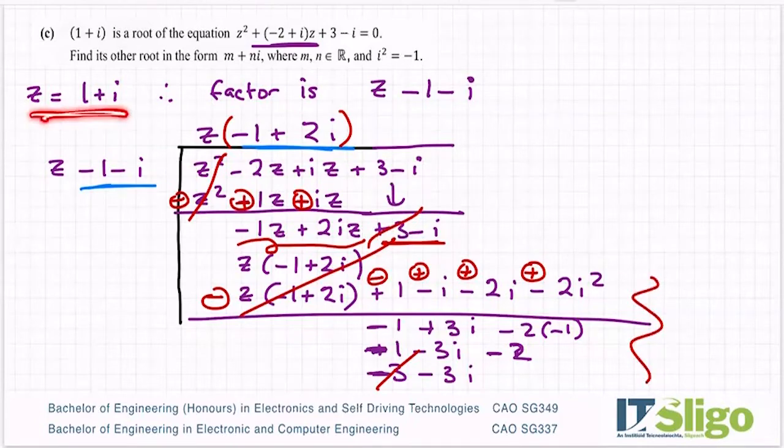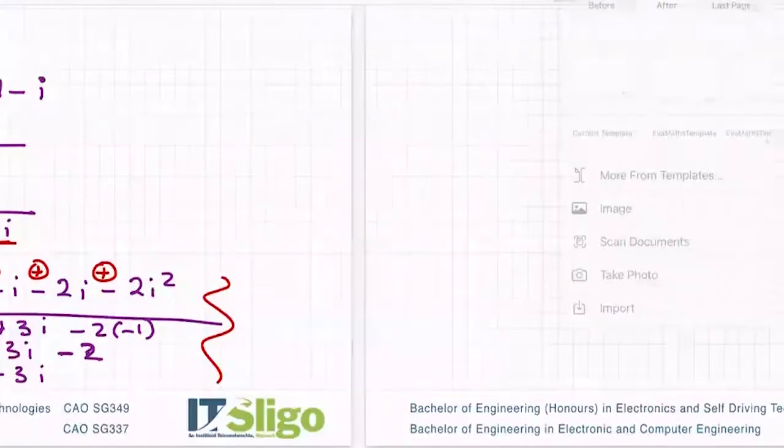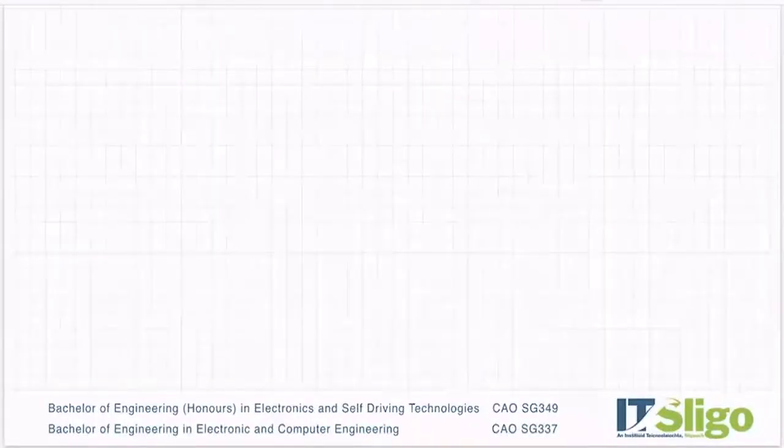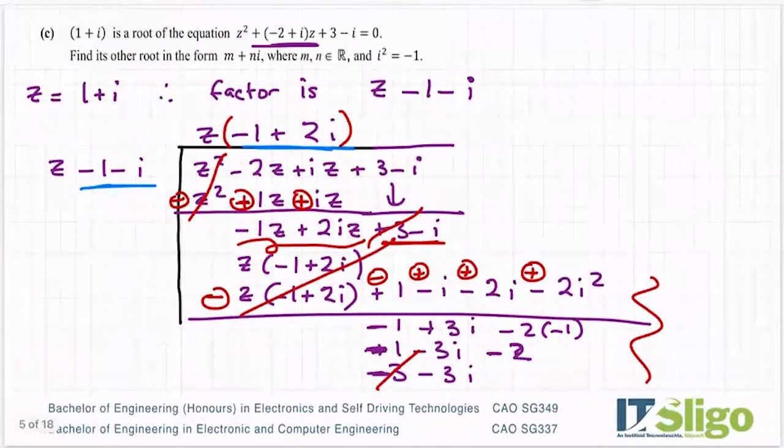The most important bit is to make sure that you write it as a factor. Feel free to send it on to me if you manage to work it out. The other way I prefer to do it is equating coefficients. So again, if I go back to copy the question.